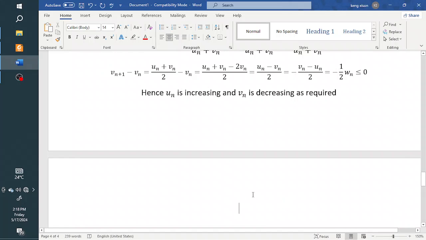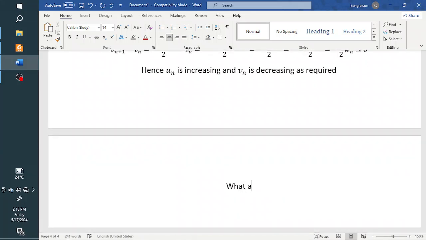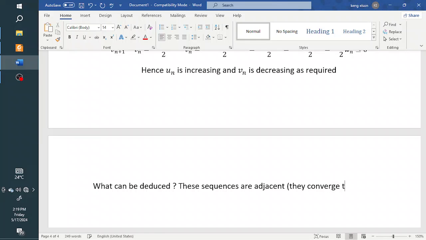Now what can we deduce? What we can deduce is that they are adjacent. These sequences are adjacent, because adjacent sequences are sequences that are defined recursively such that one is increasing and the other is decreasing. And when they are adjacent, they converge to the same limit.